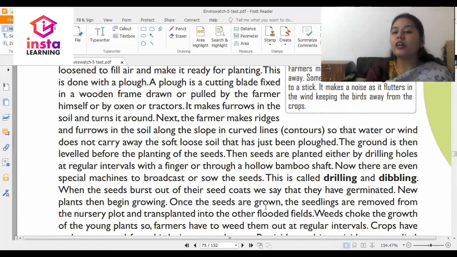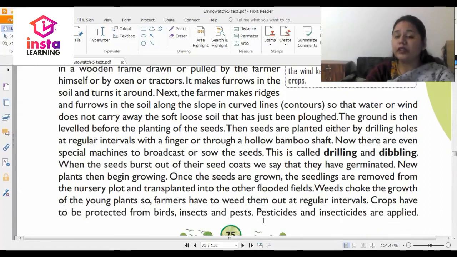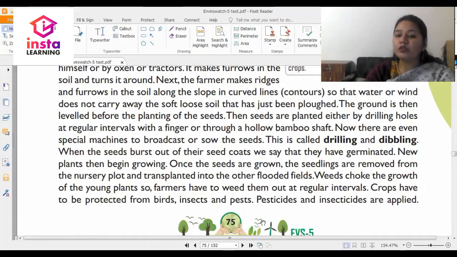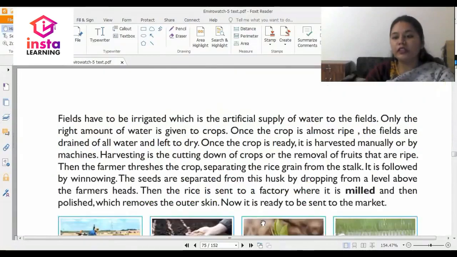Once the seeds have grown, the seedlings are removed from the nursery plot and transplanted into other flooded fields, where there is sufficient water. Weeds stop the growth of the plant, so even these have to be removed. And of course, fields have to be irrigated and the right amount of water is to be given. Once the crop is almost ripe, the fields are drained of all water and left to dry.